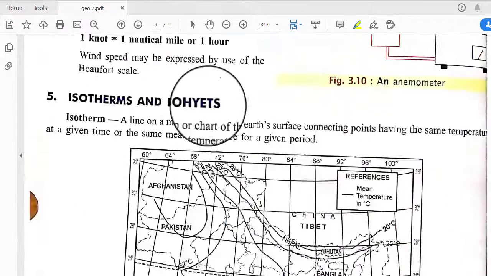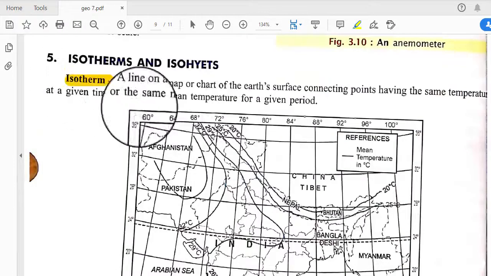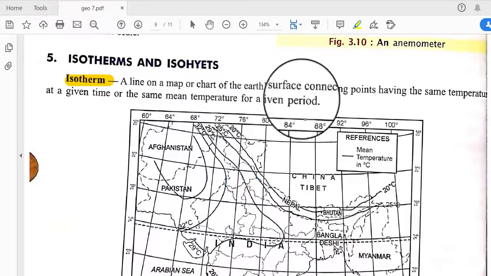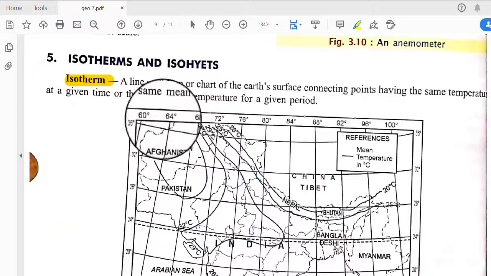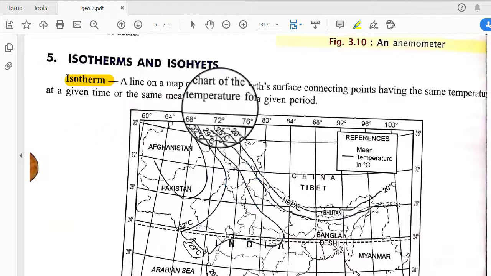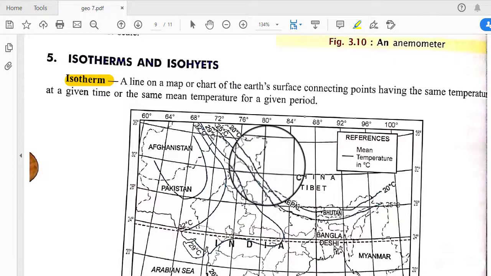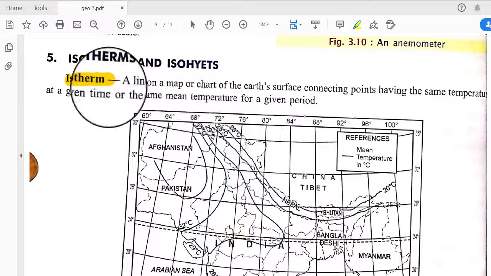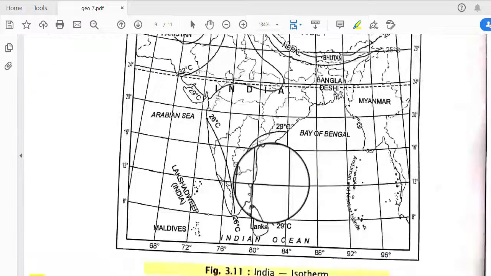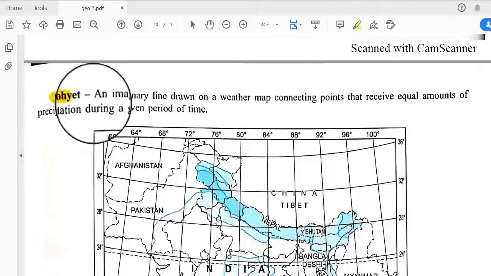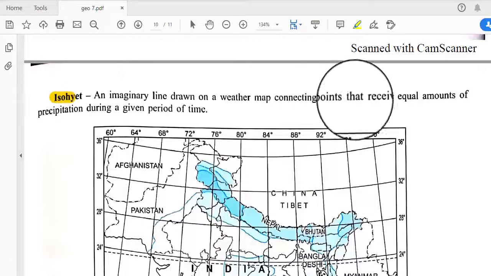Next is isotherms and isohyets. What are isotherms? A line on a map or chart of the earth's surface connecting points having the same temperature at a given time or the same mean temperature for a given period. So isotherm means where the temperature is the same. If we draw an imaginary line through these points, we will get one line, which is called an isotherm, connecting places of equal temperature.